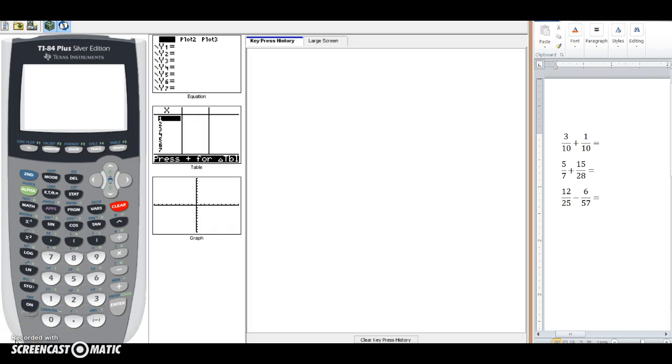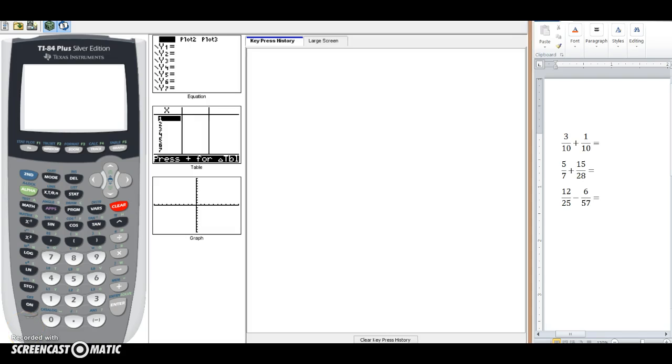The second thing that I want to mention is when you get your answer in a fraction form on your TI calculator, that fraction is always going to be reduced to the lowest term. So that means that when you get your answer, you don't have to try to reduce it any further. So that's one thing that's nice about using your calculator to do these operations.